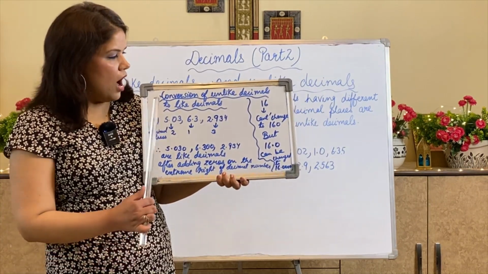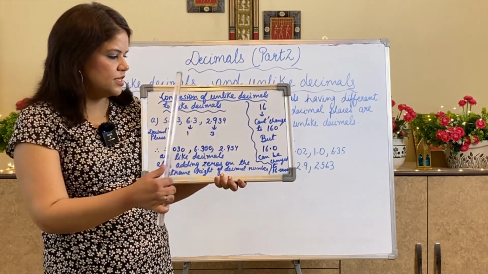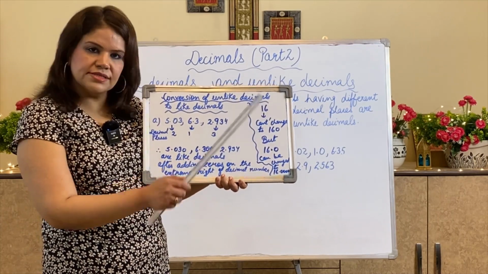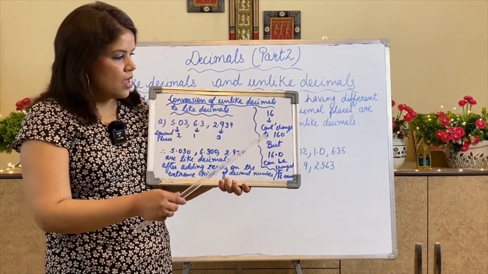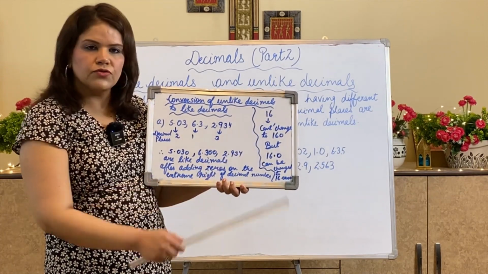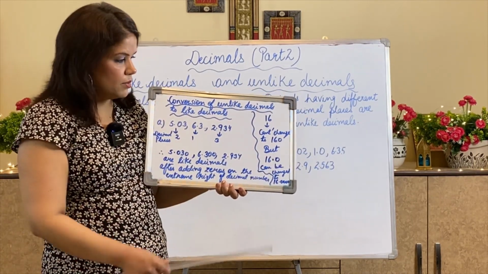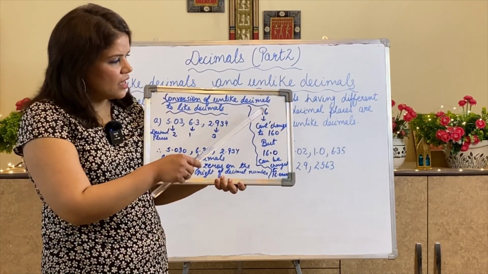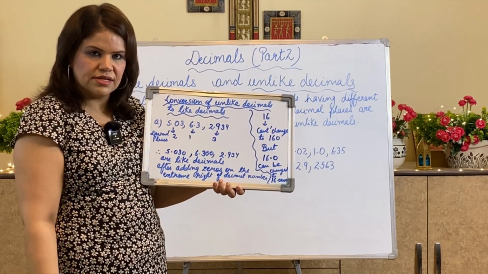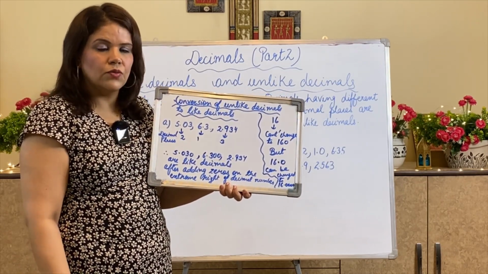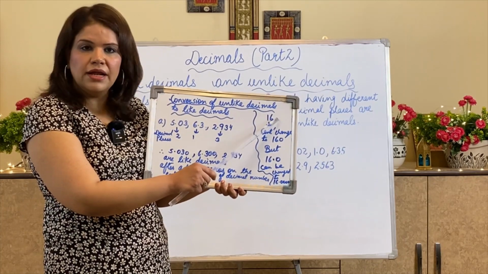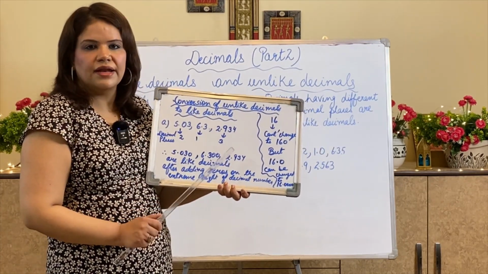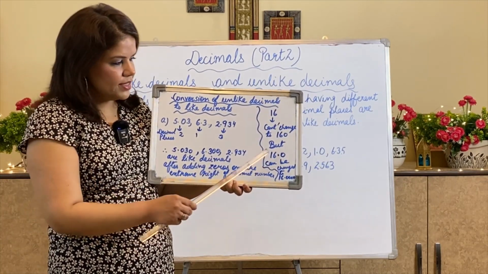Now I am taking how to convert unlike decimals into like decimals. If I am taking a whole number 16, there is no decimal here. I can't write anything after this towards the extreme right, because if I write 0 here, it will become 160. Can you see 16 is becoming 160? So they both are not equal. But when we have a decimal here, and I add zeros at the extreme right, it doesn't make any difference to its value. You can see that here.